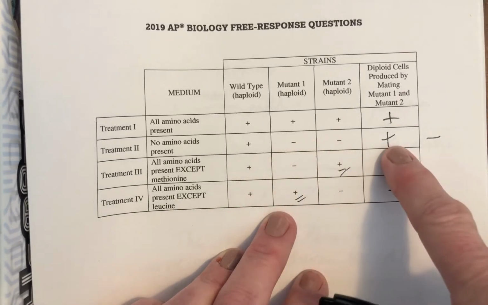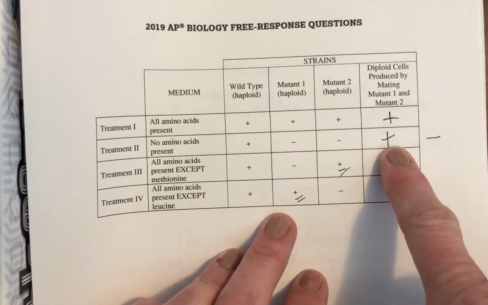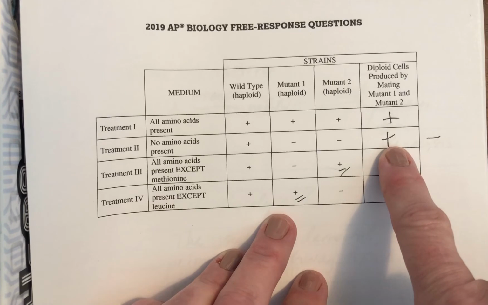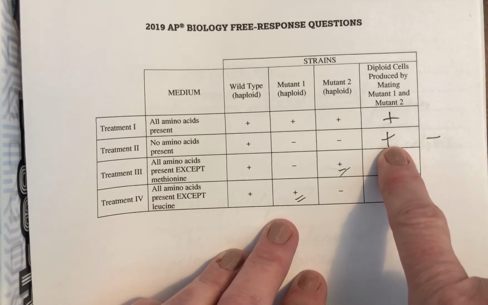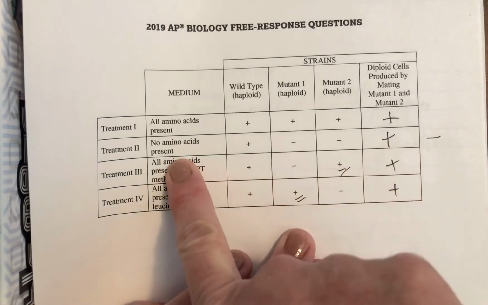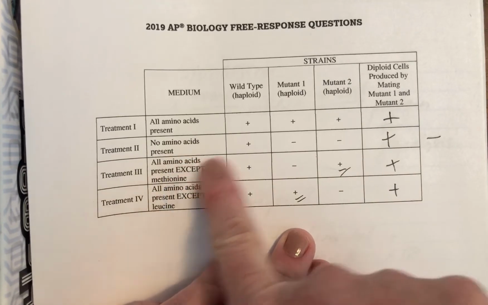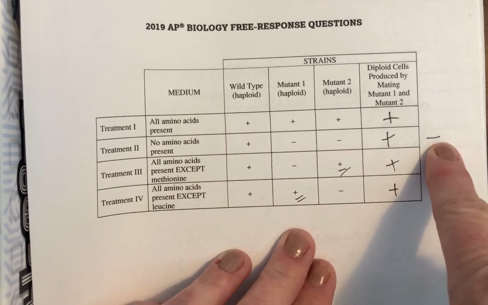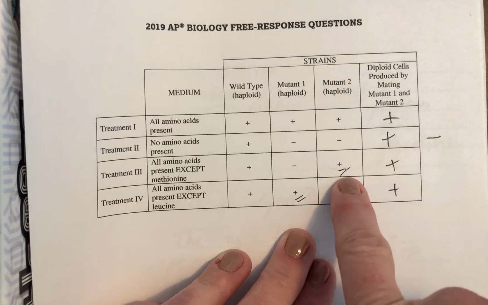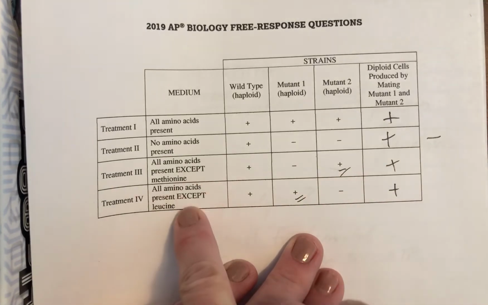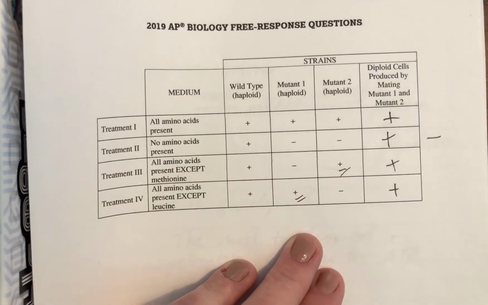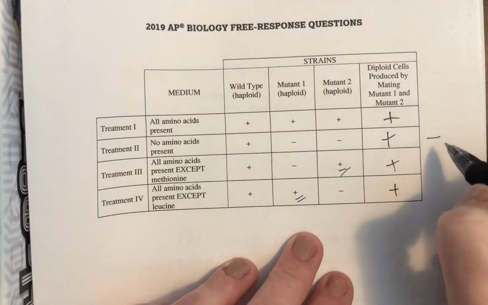The College Board says that this should be positive, meaning that the yeast cells, the diploid cells produced by mating, would still be viable. I disagree with that. I think if there's no amino acids present, that they won't survive. And the only 2 amino acids they tested lacking in the environment were methionine and leucine. And you know there's 20 amino acids. So I would say the answer is no.